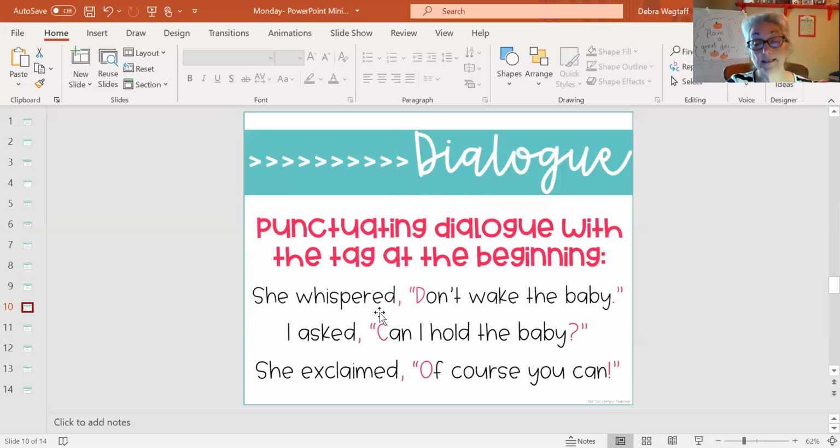Now we're going to look at some sentences where the tag comes at the beginning of the sentence. When the tag comes at the beginning of the sentence, the tag identifies who is speaking and how they spoke. You will always have a comma at the end of the tag. See the commas at the end? And then you put your quotation mark and start the direct quote, the exact words the person says. But guys, because you've got a punctuation mark here, this is a sentence. So you're also always going to capitalize the first word in the direct quotation. See how they've got a comma, quotation mark, a capital D, a capital C, and a capital O.